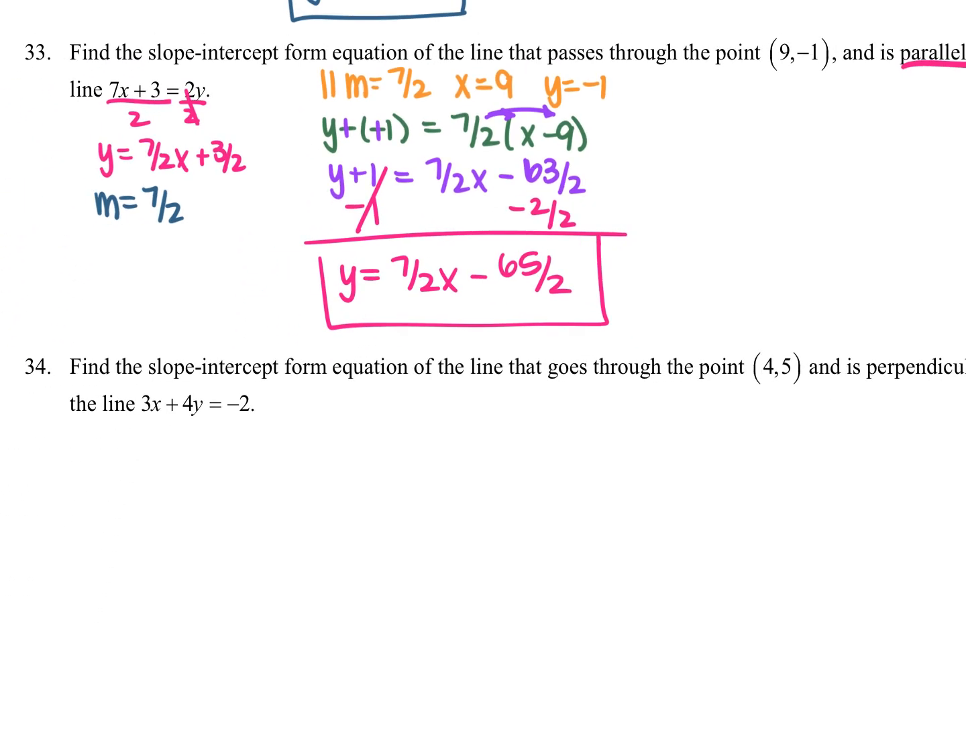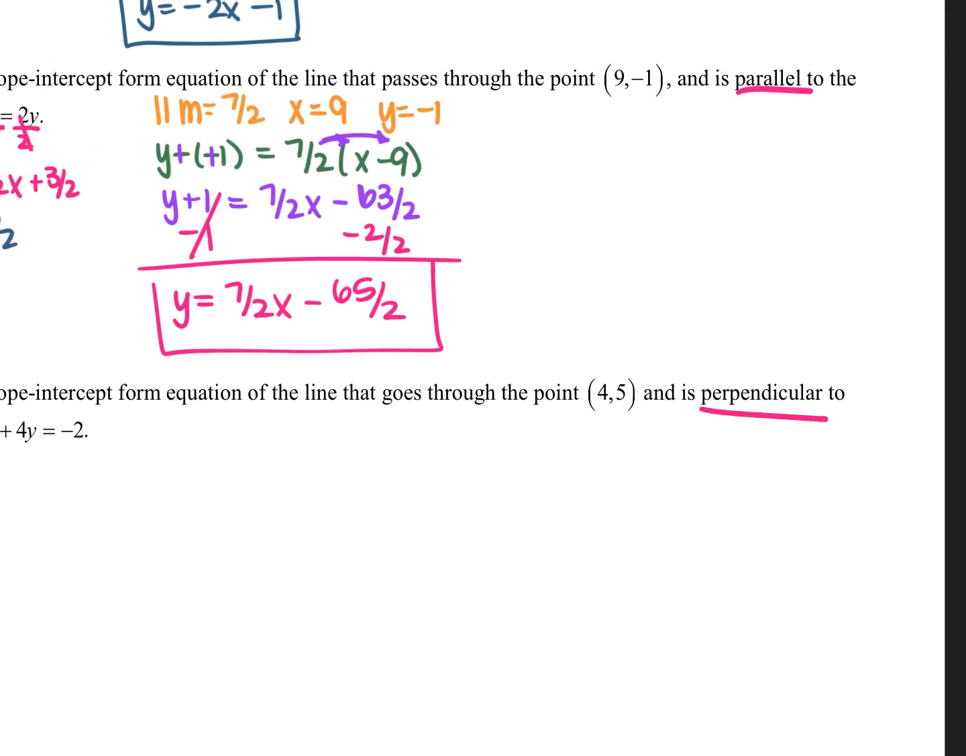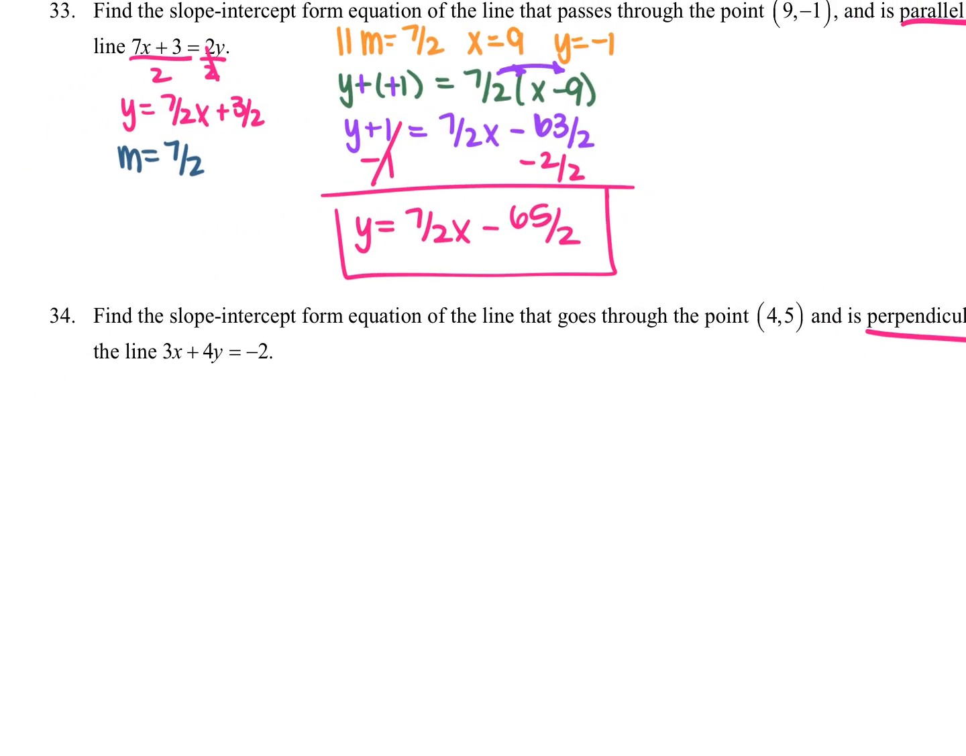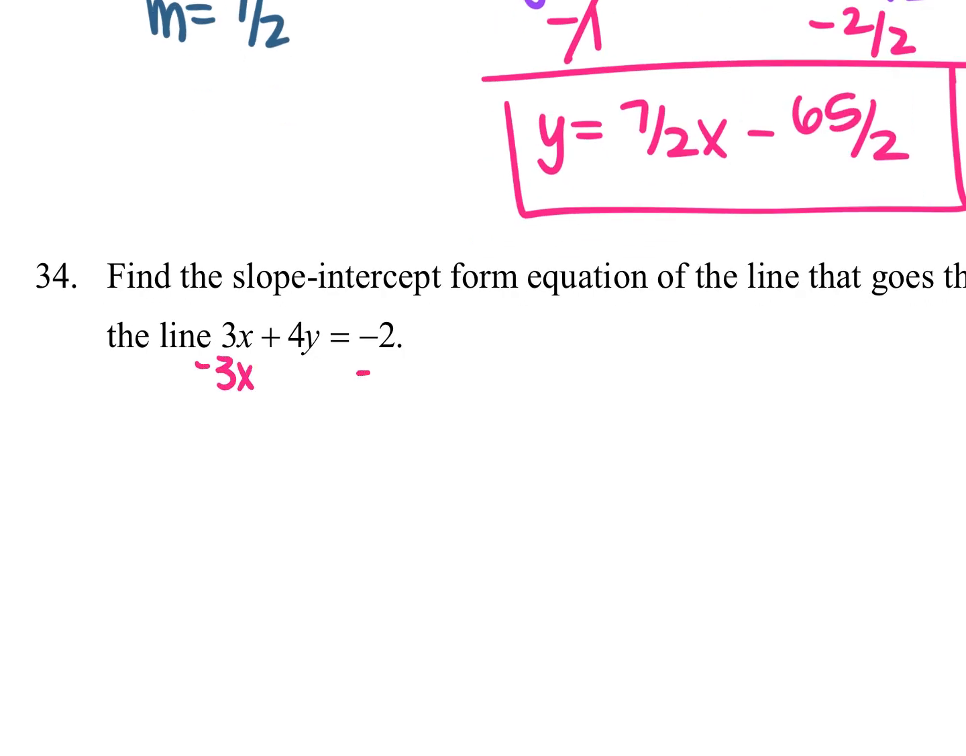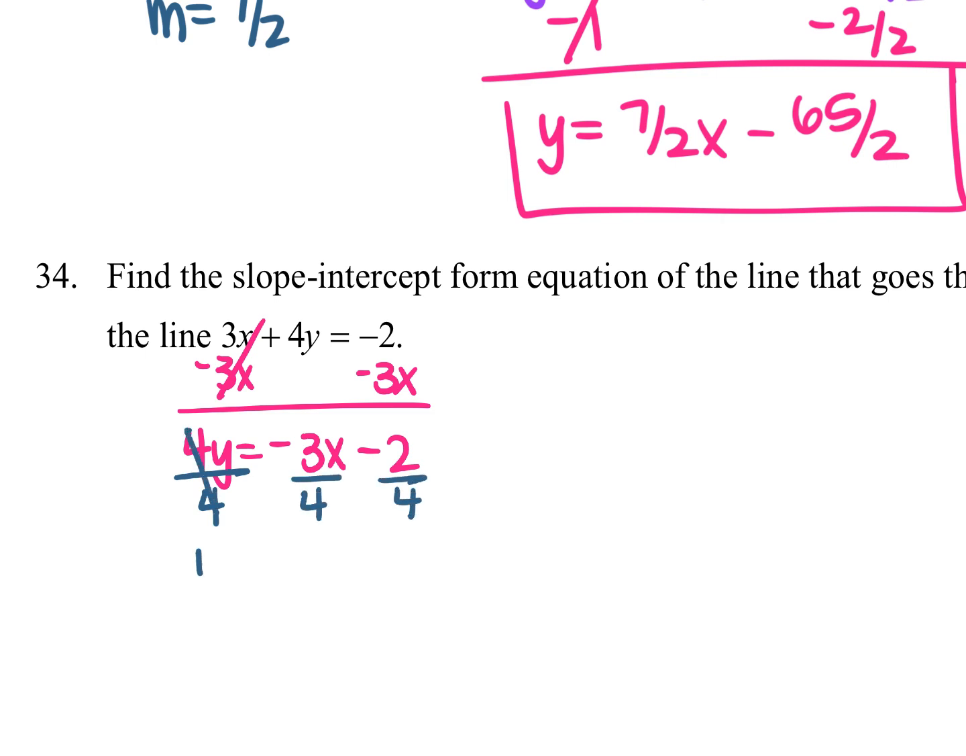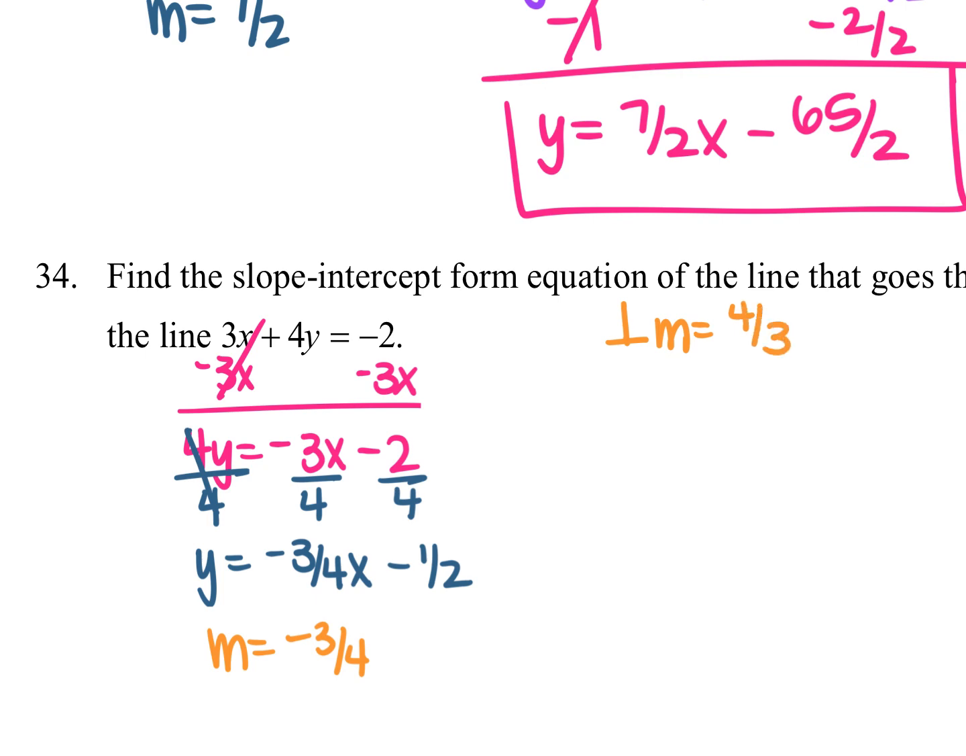For our next one, we are finding the slope-intercept form equation of the line that goes through the point 4, 5 that is perpendicular, so opposite and reciprocal slope, to the line 3x plus 4y is equal to negative 2. So we're going to move the 3x over first. We're going to subtract it from both sides. We get 4y is equal to negative 3x minus 2. Then we divide each side by the 4. So we get y is equal to negative 3/4 x minus 1/2. The slope of this line is negative 3/4, which means the perpendicular slope, opposite reciprocal, is 4/3.